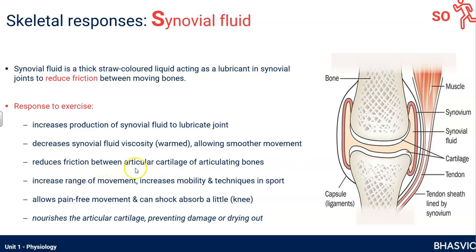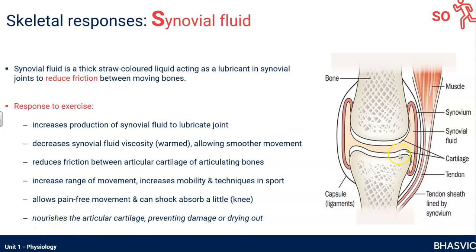We reduce friction, of course, between these bones and the articular cartilage, which allows us to move with greater range of movement, more mobility. And in a lot of our sports, if we can have a greater range of movement, we'll perform our skills and our techniques better, which is a performance advantage. Obviously, with the avoidance of friction, we won't experience pain, and it can also help a little bit in shock absorption. A secondary point is that this fluid can help nourish the articular cartilage.